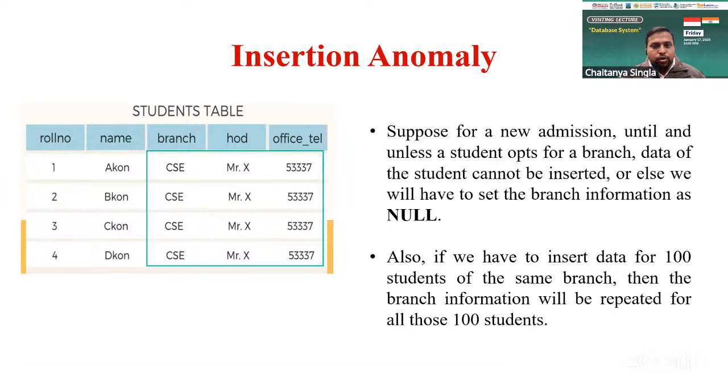Suppose for a new admission, until and unless a student opts for a branch, the data of the student cannot be inserted, or else the branch information must be stored as a null value. Also, if I have to insert data for 100 students of the same branch, then we have to repeat this information 100 times. So this creates an insertion anomaly.